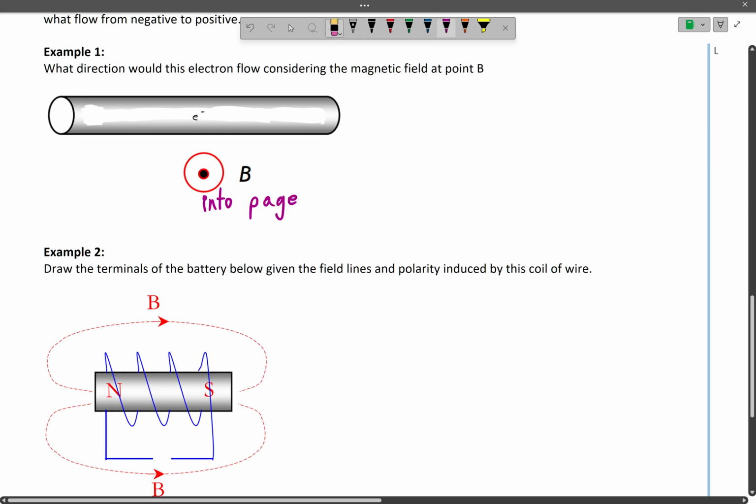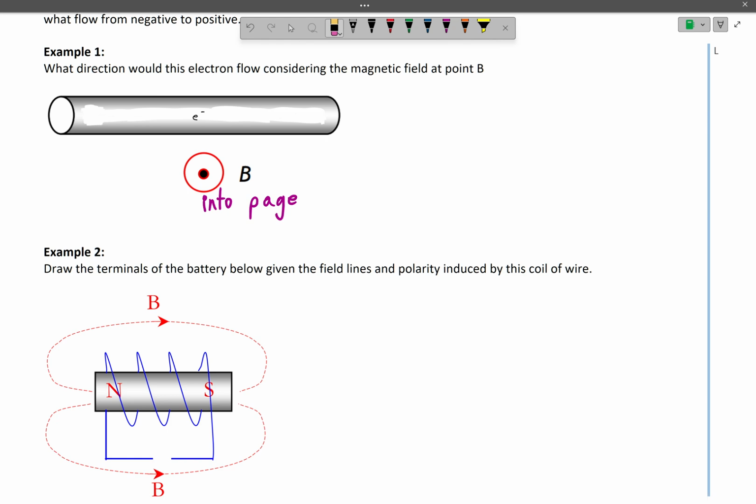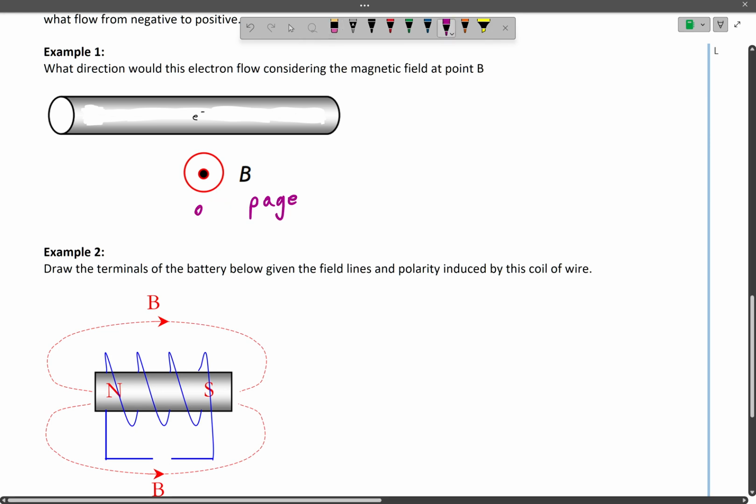So if it's going into the page there, we're going to use our left hand rule. And this is going to be the first hand rule because it's a single wire. And so going into the page there, or sorry, did I say into the page? It's not going to go into the page. I made a mistake there. That's going to be coming out of the page because it's going to wrap around.